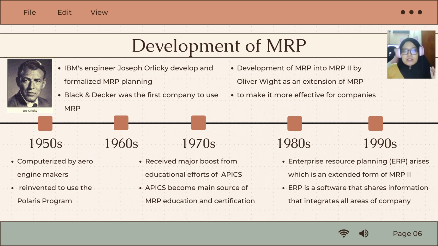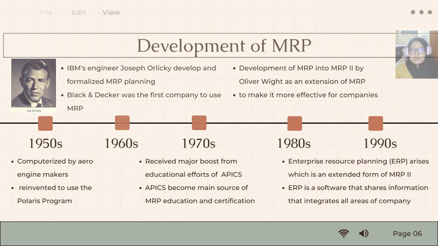And then in the 1990s, Enterprise Resource Planning (ERP) arises, which is an extended form of MRP2. ERP is a software that shares information that integrates all areas of the company. ERP quickly expanded into other industries that did not need an MRP component. However, MRP is still an important part of the ERP software used by manufacturers.